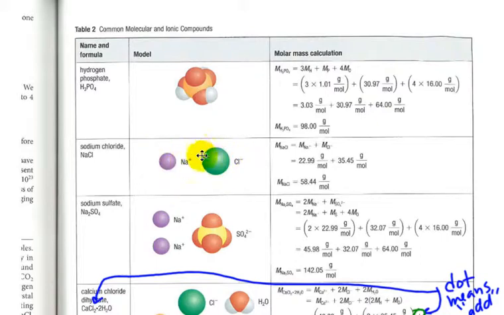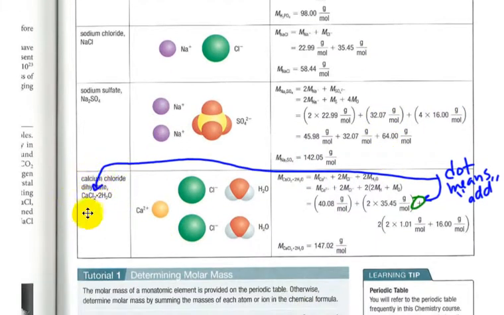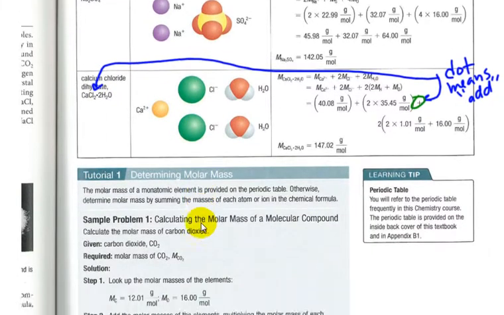Sodium chloride, 1 sodium, 1 chloride, 58.44. Sodium sulfate, 2 sodiums, 1 sulfur, and 4 oxygens add up to be 142.05. And here, this represents a hydrate, calcium chloride dihydrate. That dot there does not mean multiply, it just simply means add. So we'd have 1 calcium plus 2 chlorides plus 2 water molecules. So you can figure out what a water molecule is first and then double it, or realize that this is 4 H's, 2 O's, however you would like to do that.